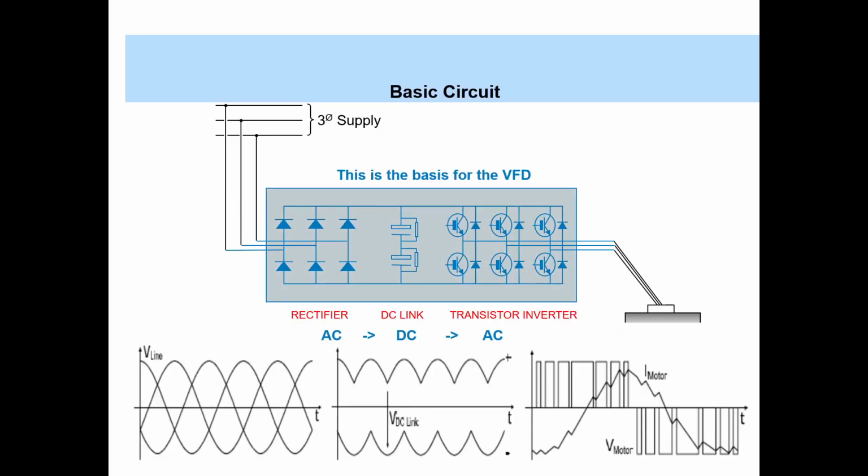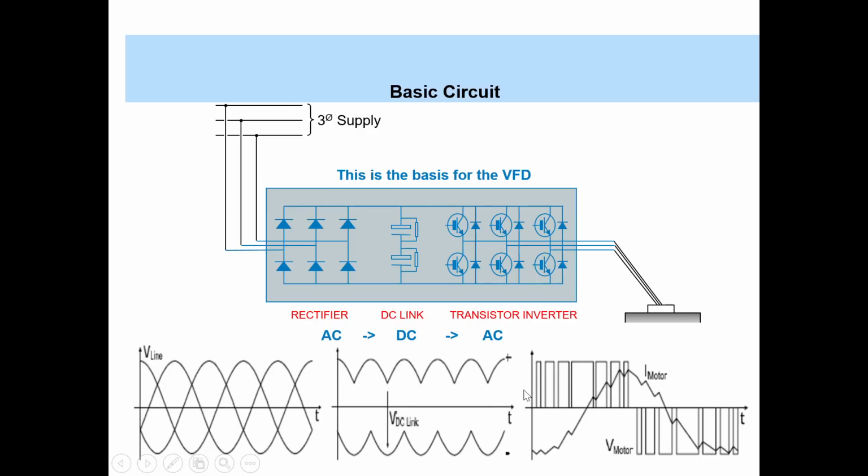Then if we look at the waveforms of every stage, we have the input as V line. This is the three-phase input supply to the drive, and the rectifier converts this AC supply into DC. What the capacitor does is the DC link: it maintains this VDC, the DC link voltage, and also it serves the purpose of smoothing out the ripples of the output.